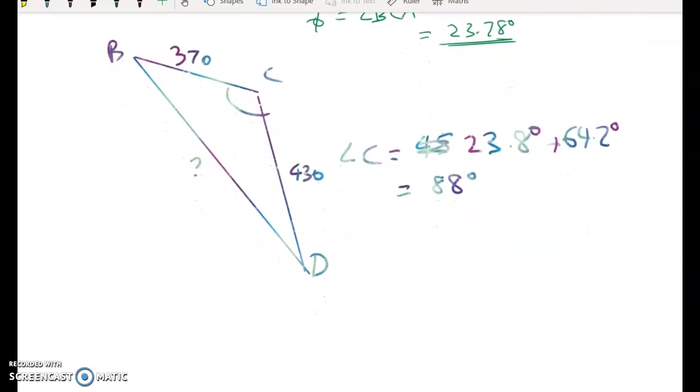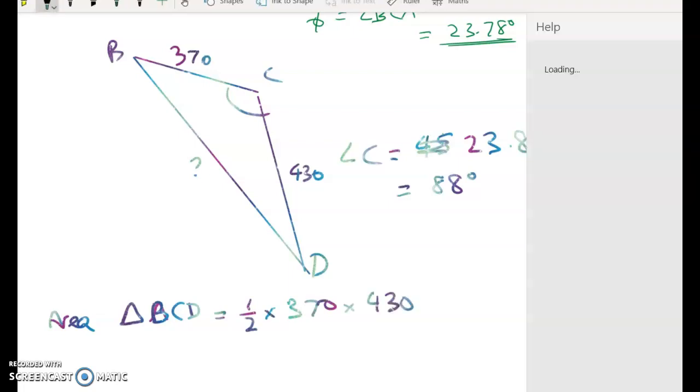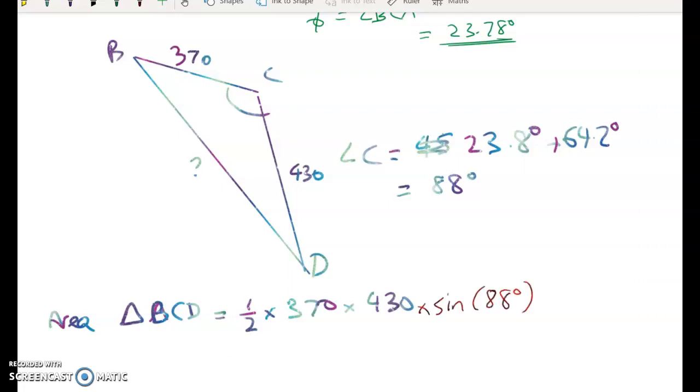Okay, so the area of triangle BCD is equal to half times 370 times 430 times, what have I got, sine of 88 degrees. All of that gives me 79,501.54 meters squared. I'm going to do the same thing now with the other triangle.